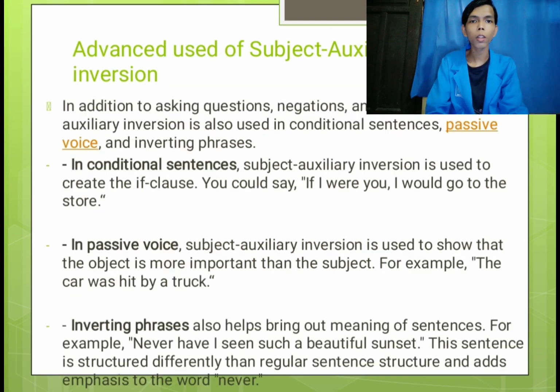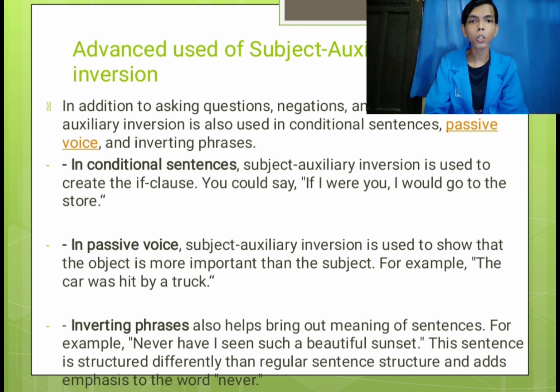Other uses of subject auxiliary inversion. In addition to asking questions, negation, and emphasis, subject auxiliary inversion is also used in conditional sentences, passive voice, and inverting phrases.